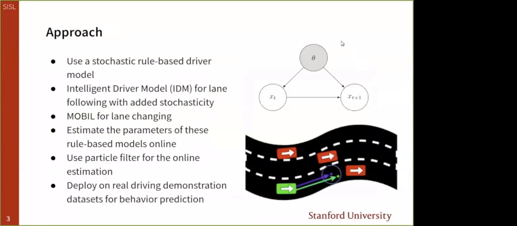The rule-based part of our driver model consists of the stochastic intelligent driver model for lane following and the stochastic MOBIL model for lane changing. We use driving demonstration data to estimate the parameters of these rule-based models in an online fashion using Bayesian estimation. The hidden state contains the parameters of the rule-based models, and the observations are the position traces of the vehicles being observed. We solve this Bayesian estimation problem using particle filtering as shown in the figure on the right.